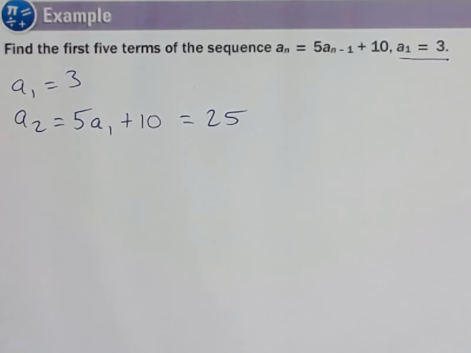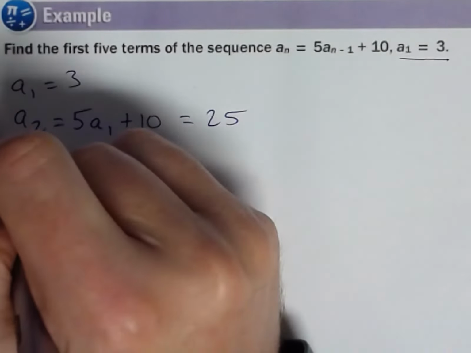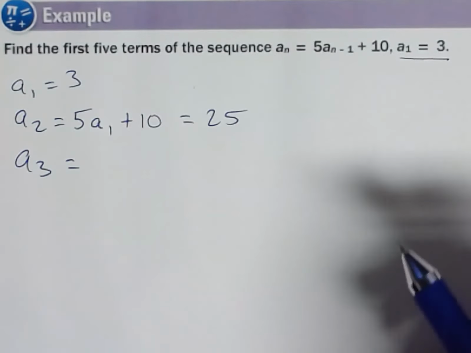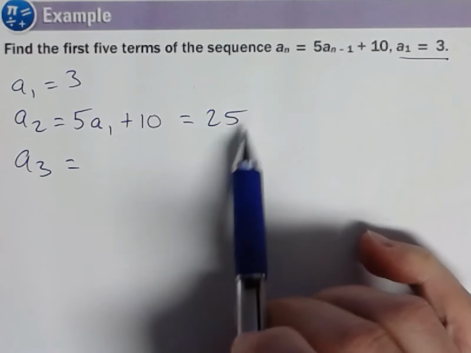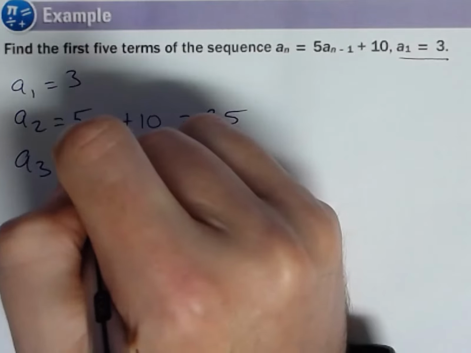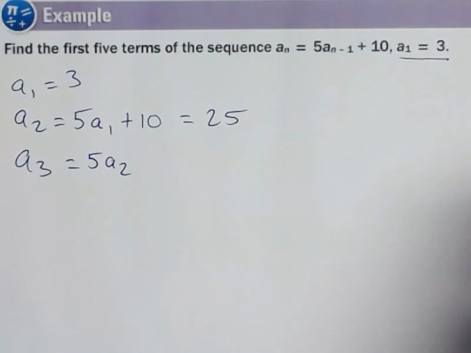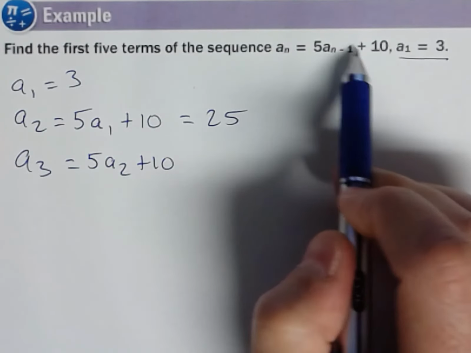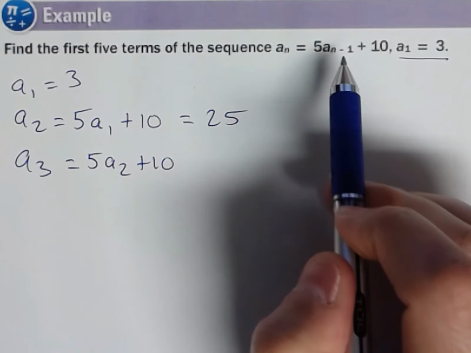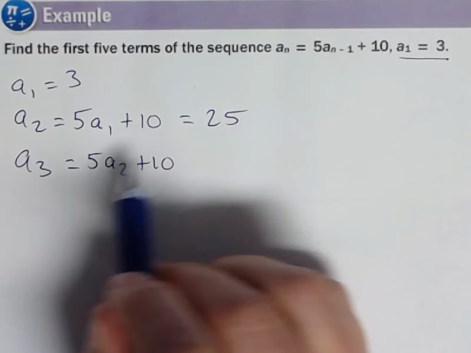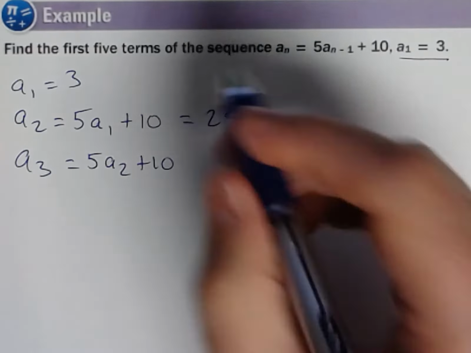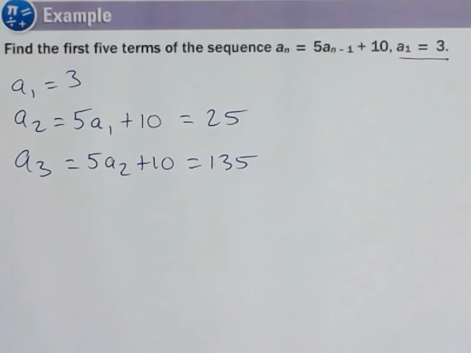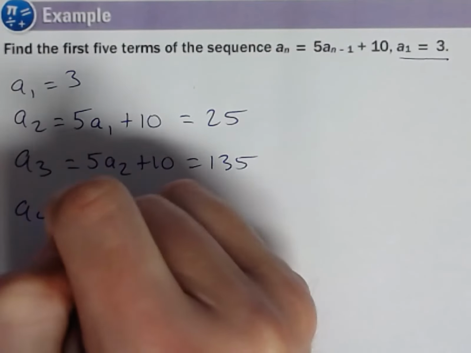Do you kind of see how that works? A little confusing, right? But you do a couple of them. So for the third term, we need to know the second term now. So it's going to be 5 times the second term plus 10. So the formula stays the same. It's just each time this would become the second term, the third term, the fourth term. So 5 times 25, so 125 plus 10 equals 135. Do you see where we're going here?